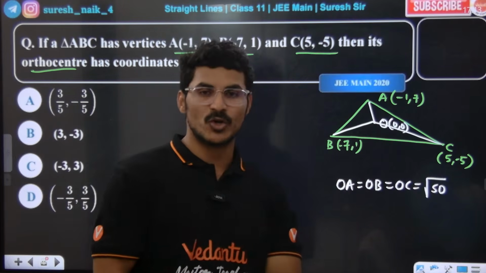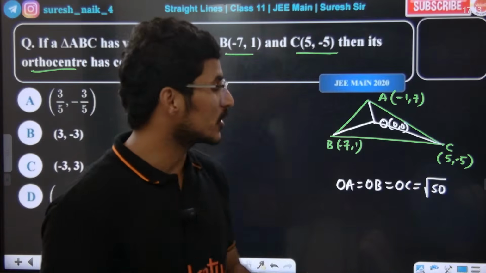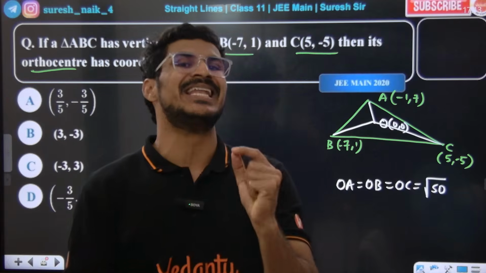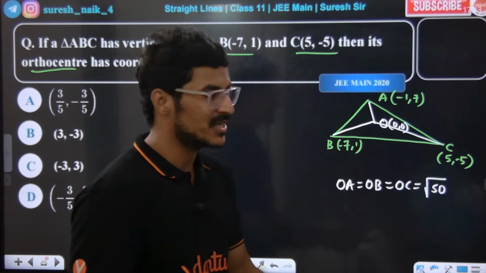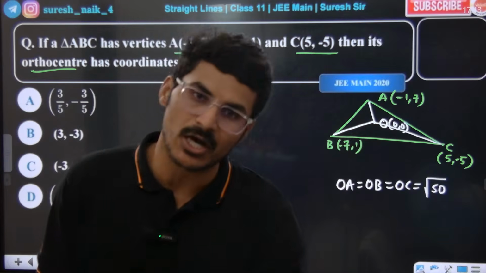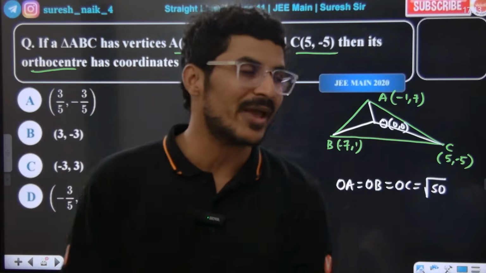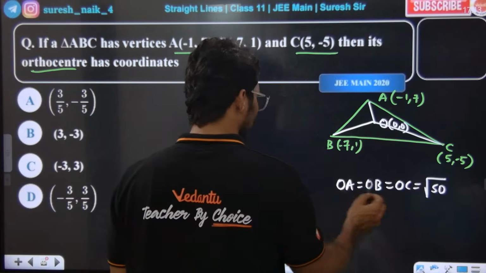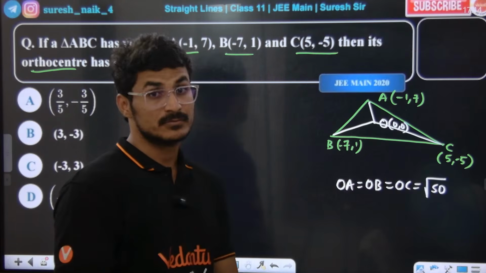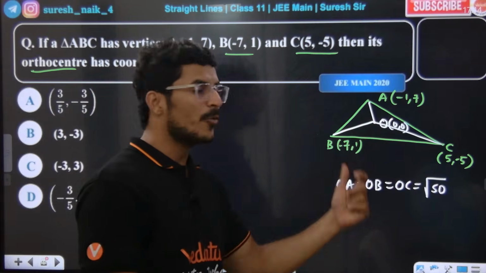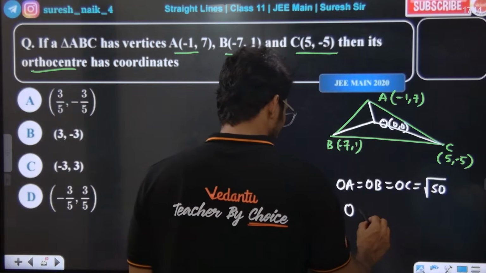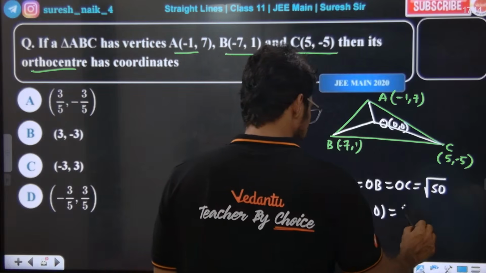OA is equal to OB is equal to OC. Circumcenter is the only point in a triangle which will be at an equal distance from all the vertices. O is at an equal distance from A, from B, and from C also. Now you tell me, OA, OB, OC are all what basically? Root 50. They are equal distances. So O, that is 0, 0, should be what? The circumcenter.